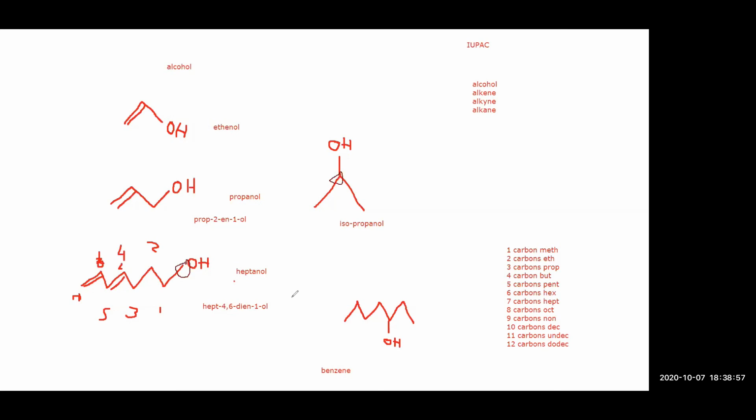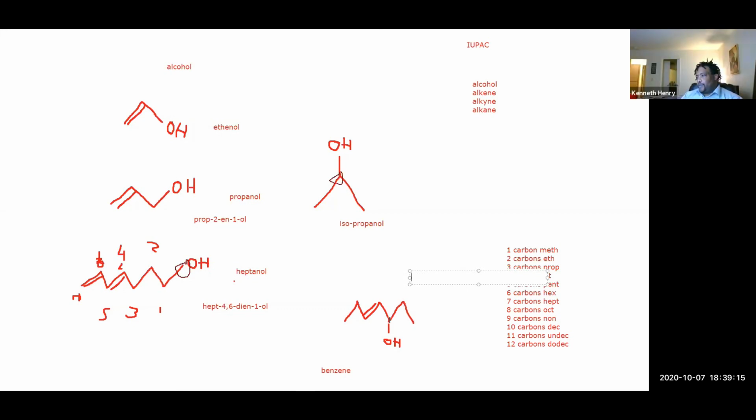Hey, Dr. Henry. So if the OH were in a different spot, like in the new problem you just wrote, it wouldn't be on the 1, it would be on number 2? 1, 2, 3. It'll be on the 3rd carbon. Alcohol takes precedence. It has priority. So you want to give it the lowest number possible.